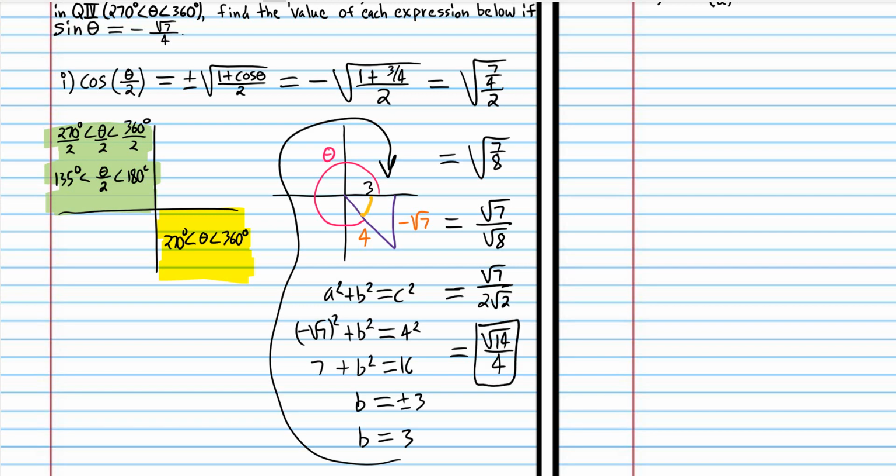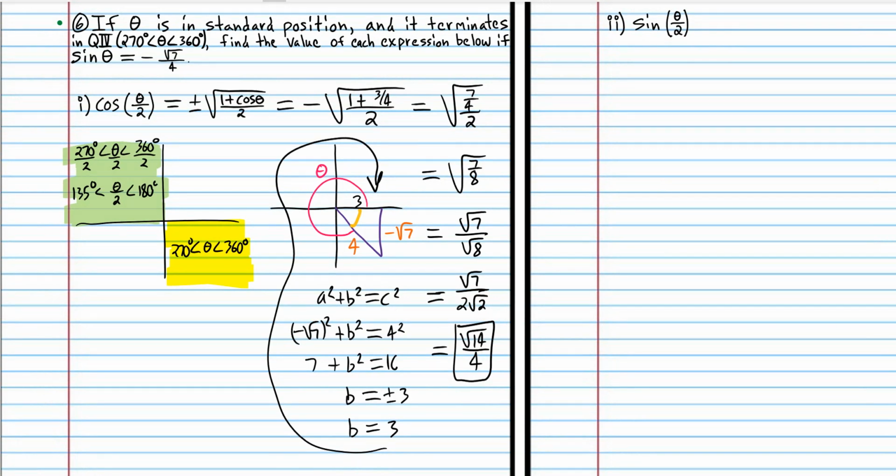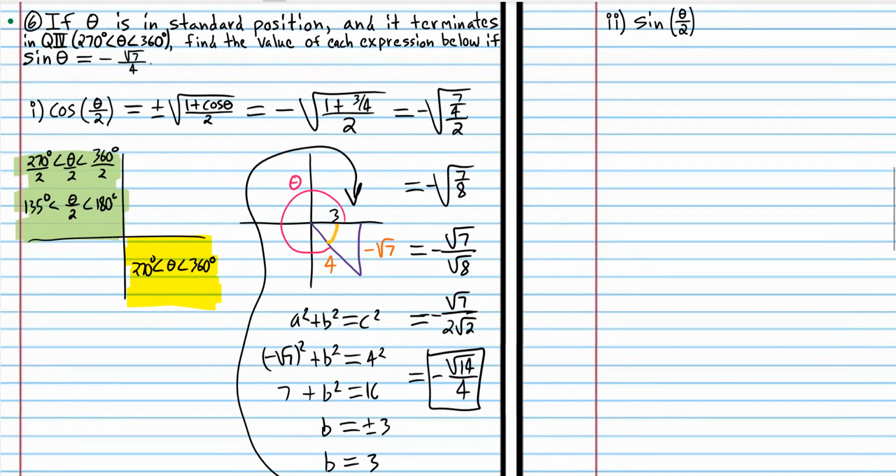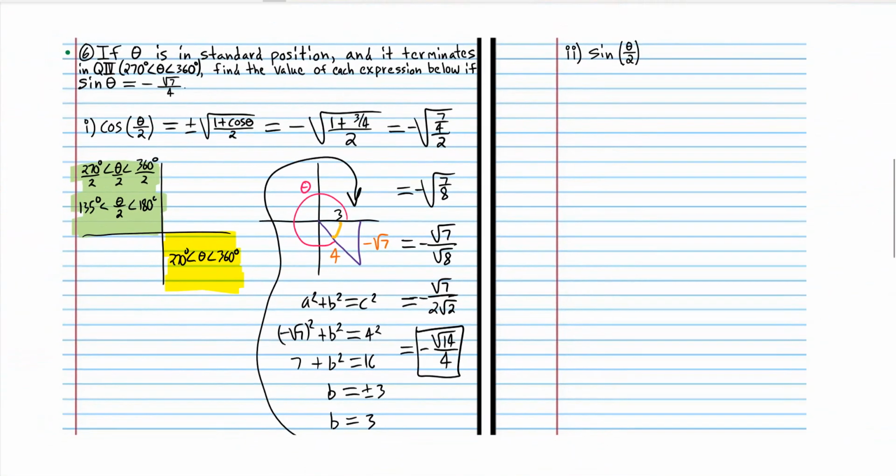So if you want to review rationalizing denominators, you can go back to my intermediate algebra course or my beginning algebra course and review that. Whoops, I forgot the negative symbol. Sorry about that. We still have a negative symbol there. So I'm going to write that in. So if you got that right, good job.